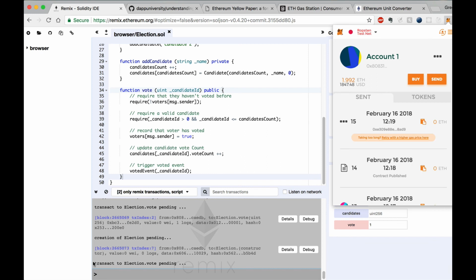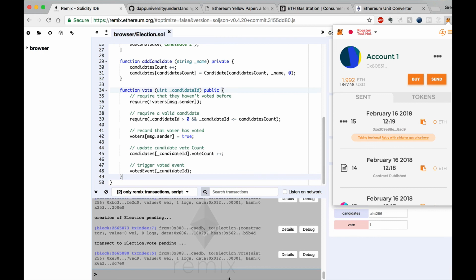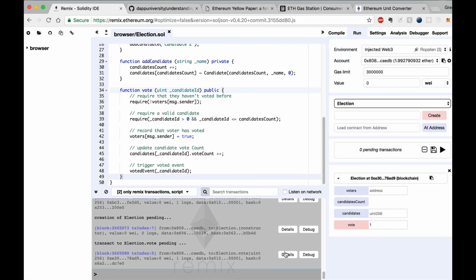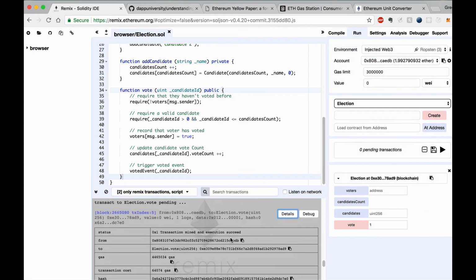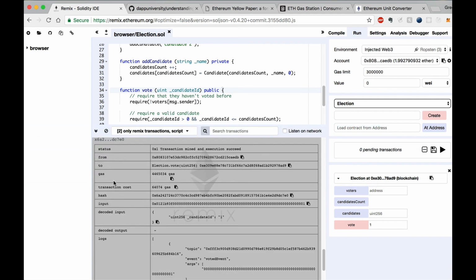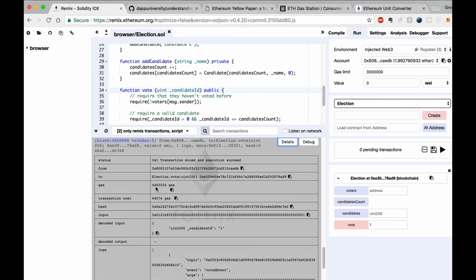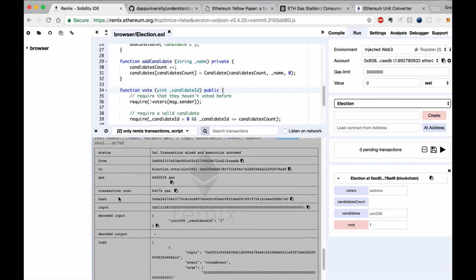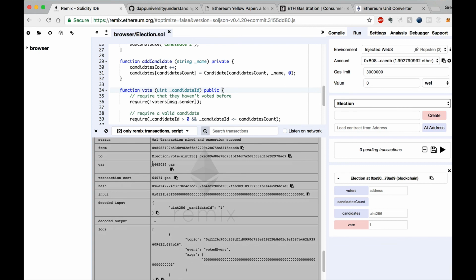We can see our vote is pending here, so we'll wait for that transaction to complete. All right, so this is finished. Let's take a look at the details here. Let's actually pull this up a little bit. So this is our transaction receipt for the transaction that we just created on the test network. And we can see that this is the gas limit that we provisioned for our transaction. And this is the actual amount of gas that it cost.